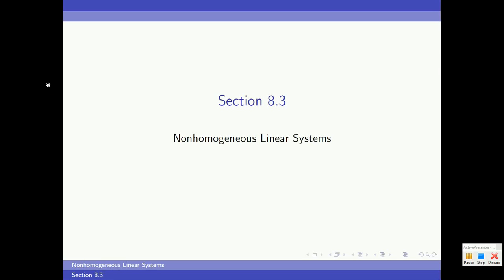Okay, so the last section that we're going to cover is section 8.3 on linear systems. This deals with non-homogeneous linear systems. Just like in the one-dimensional case, we basically have two different methods: undetermined coefficients and variation of parameters. We're going to rely a lot on what you already know about how to find solutions to non-homogeneous differential equations.